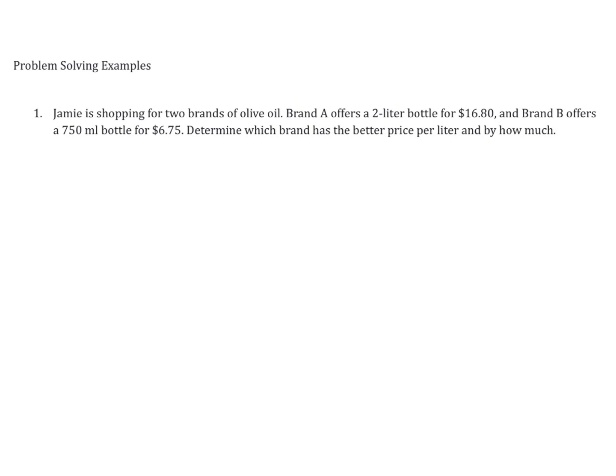Jaime is shopping for 2 brands of olive oil. Brand A offers a 2-liter bottle for $16.80, and brand B offers a 750 milliliter bottle for $6.75. Determine which brand has the better price per liter and by how much. So the fact that we need to find the price per liter is telling us that we need to find the unit rate for each brand. So let's start with brand A.